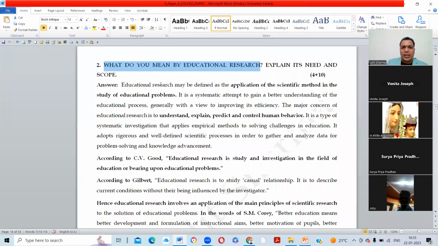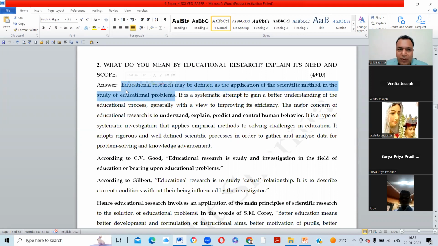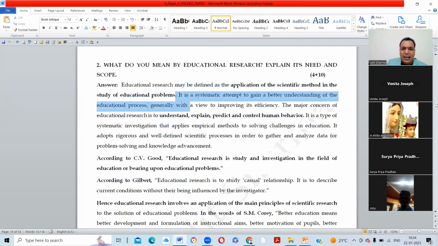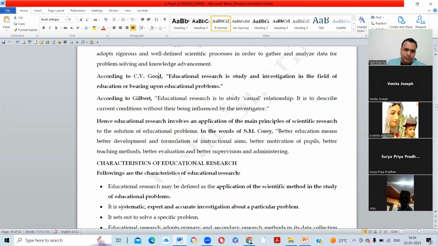So guys, first you talk about educational research. You know what educational research is, and many times we have discussed it, right? It may be defined as an application of the scientific method in the study of educational problems. Education is full of problems. So for improving our education system, the problems we encounter we solve with the help of the scientific method. Such is called educational research. It is a systematic attempt to gain a better understanding of the educational process, right guys?